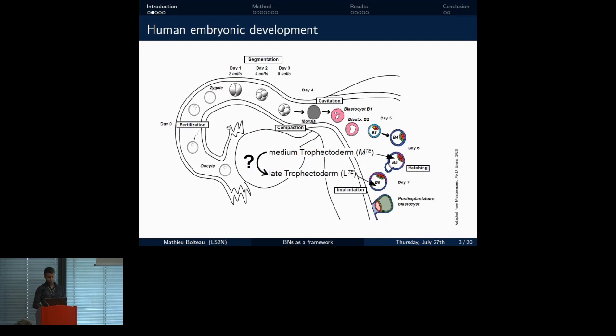And a few words about how human embryonic development works. First, I'm focused only on the first days of this development, before the implantation of the embryo in the endometrium. Briefly, from the fertilization at day 0, the embryo goes through different developmental stages where different cell types appear, represented in different colors here. And one main question for this presentation is how we can go from the medium trophectoderm developmental stage to the late trophectoderm stage.